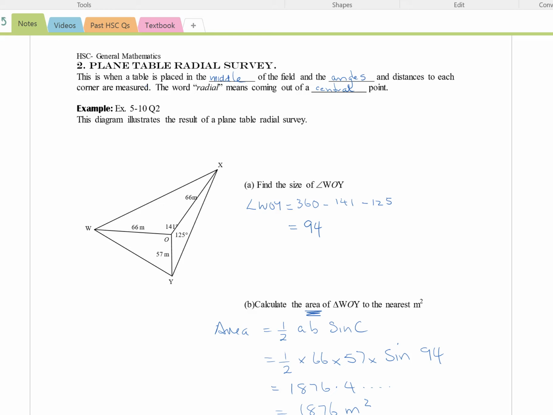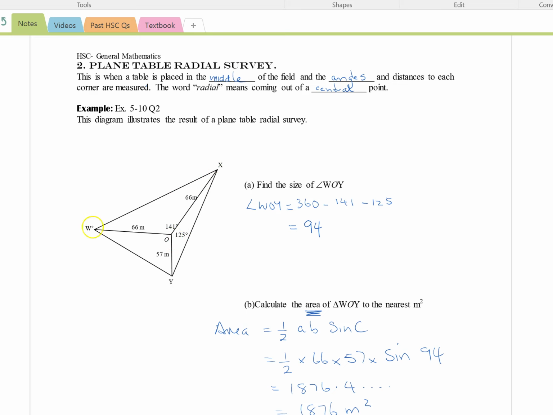This method of surveying is quite different to the previous one. So it's called plane table radial survey. Table, I think, is just because imagine a table is placed in the middle of the block of land. Radiate or radial means to come out from the middle. So out from the middle to each corner.